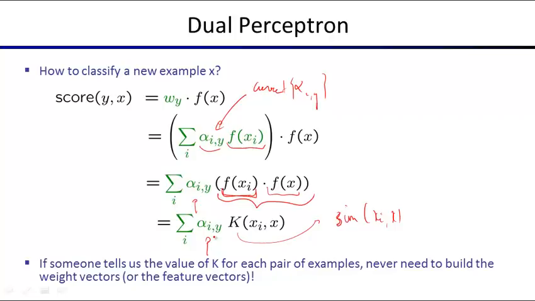So this is a very strong similarity. What's different between this and nearest neighbors? In nearest neighbors, the alpha i,y entries would be all 0, except for the one entry that's closest to the test example x.